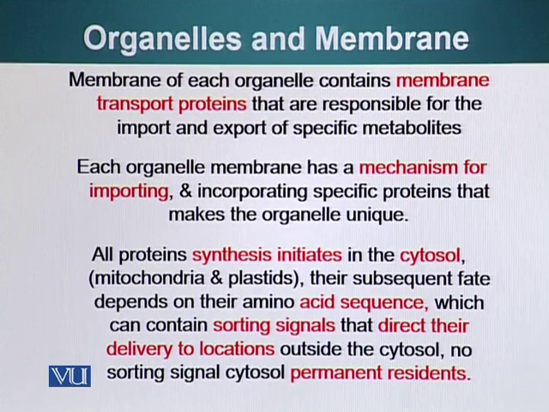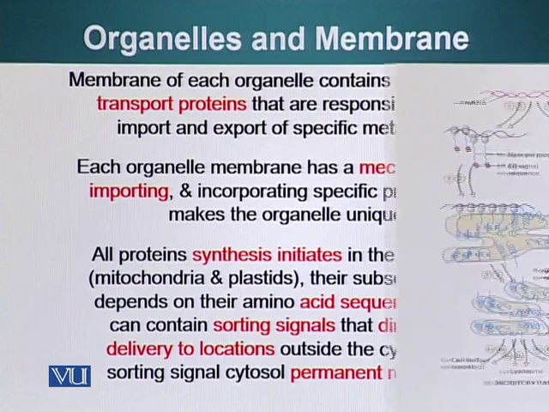The subsequent fate of these proteins depends upon the amino acid sequence, which also contains sorting sequences or sorting signals that direct their delivery to locations outside the cytosol. No sorting signal on a protein means that that protein is going to be a permanent resident of the cytosol. So when proteins are made, they have little labels which are read by cellular machinery. Those labels are basically addresses which tell where this protein has to go.